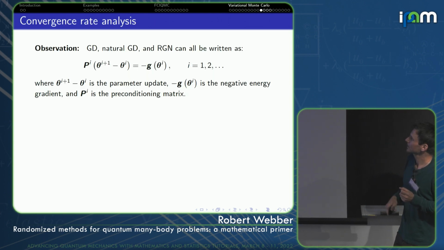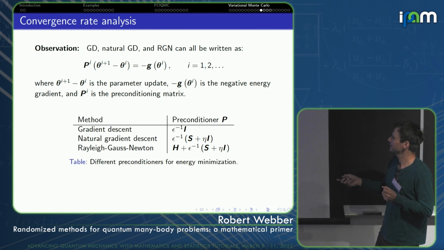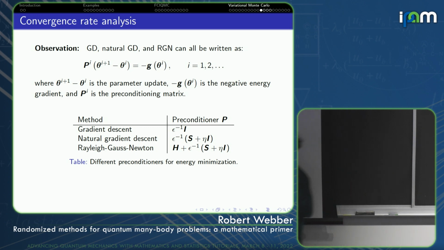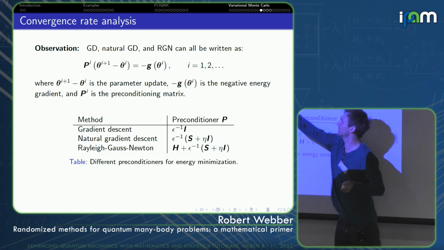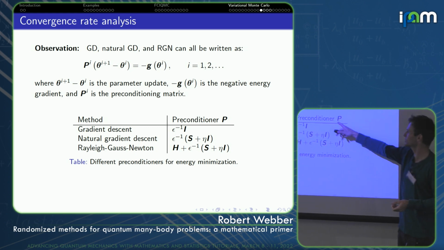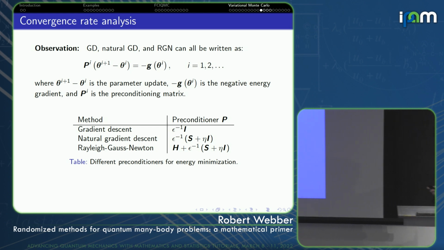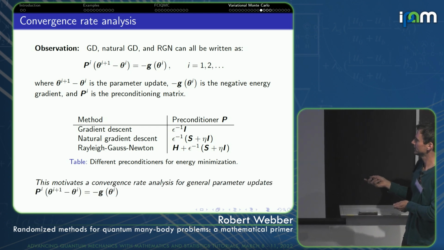And I have some convergence theorems for the different methods. They're all based on the idea that you're getting the parameter update by some linear solve with the negative gradient and a preconditioner matrix. The preconditioner is what really differs between the schemes. As you might expect, we can analyze this.